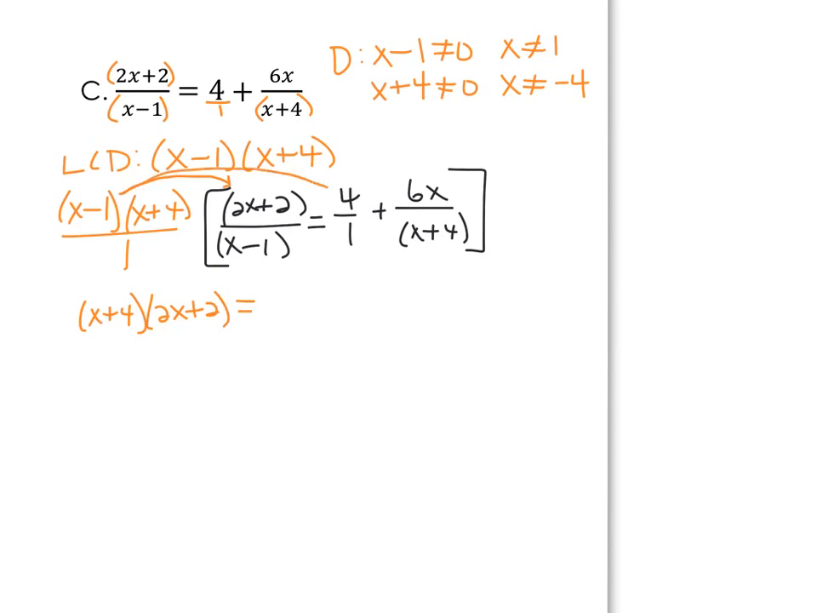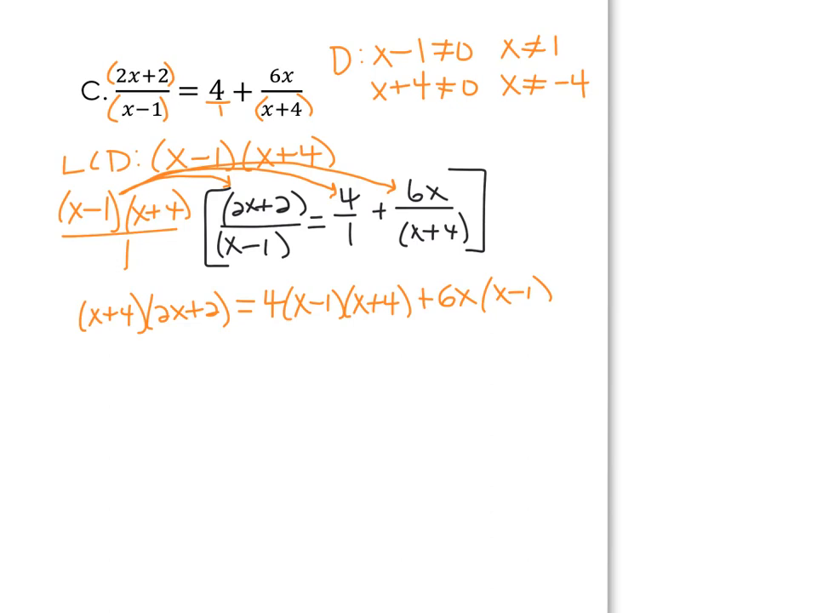If we distribute it to the right-hand side, nothing cancels, meaning we have 4 times x minus 1 times x plus 4. If we distribute it to the last fraction, the x plus 4s would cancel, but we'd still have 6x times x minus 1.